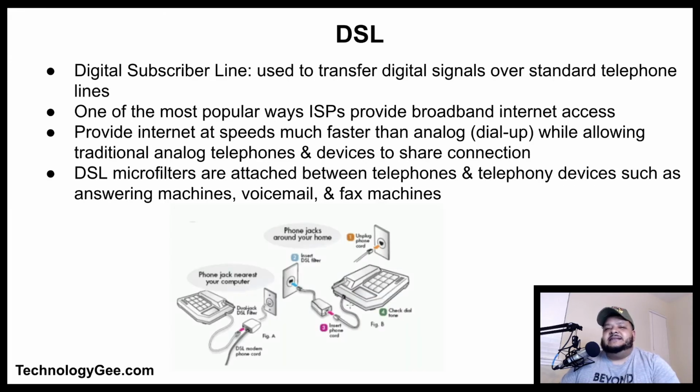Let's talk about DSL. Digital subscriber line is a communication medium used to transfer digital signals over standard telephone lines. Along with cable internet, DSL is one of the most popular ways ISPs provide broadband internet access. DSL is used by telephone companies to provide internet services at speeds much faster than that allowed by analog or dial-up internet services, while allowing traditional analog telephones and devices such as fax machines to share the same connection.